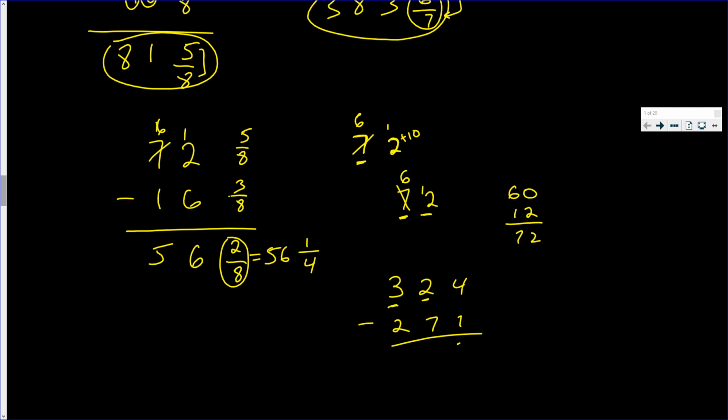So 4 minus 1 is 3, but you can't do 2 minus 7. So you borrow 100. So right now, think you have 3 $100 bills, you have 2 $10 bills, and you have 4 $1 bills. And you go to the bank and you say, here is one of my $100 bills. So now you only have 2 $100 bills.